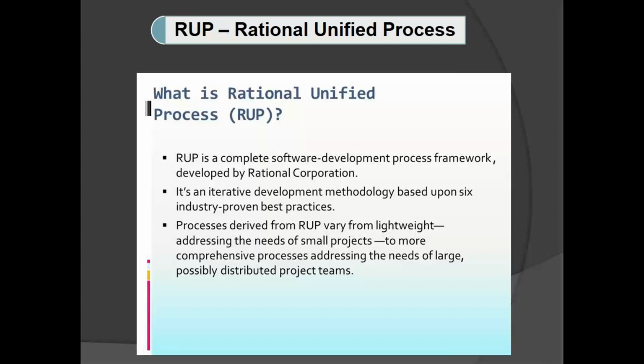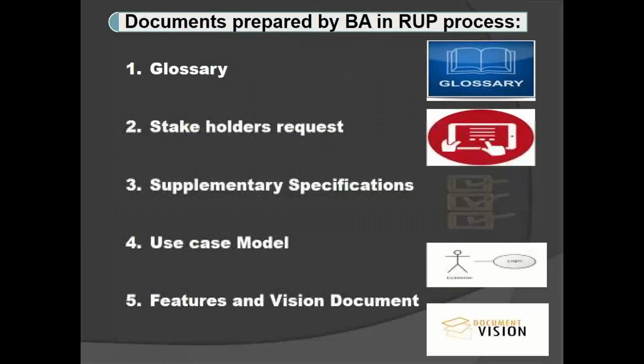Now, what are the 5 documents that are prepared by a BA? The first one is the glossary, the second one is the stakeholders request, the third one is the supplementary specifications, the fourth one is the use case model, and the fifth one is the feature and vision document. So these are the 5 documents that are prepared by a BA in the RUP process.